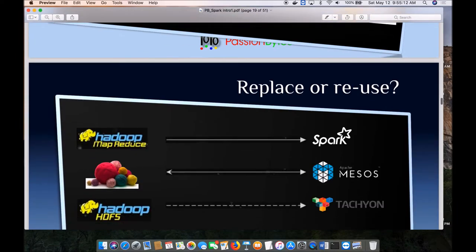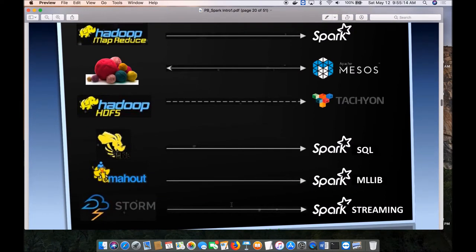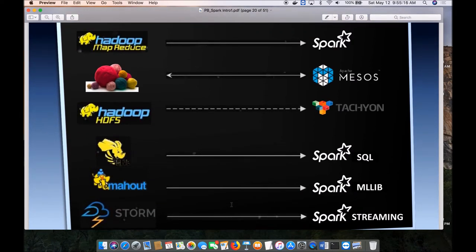And there are so many other technologies as well, right? So if you ask, which are the parallels? Hadoop MapReduce can be changed to Spark. For YARN, you can use Mesos. A bidirectional arrow means either this or this. For HDFS, you can use Tachyon. Just now I mentioned it is optional. A dotted arrow is optional. Hive, no.